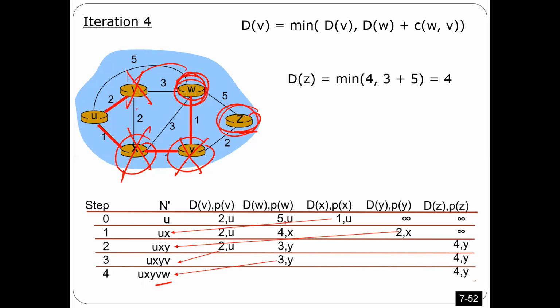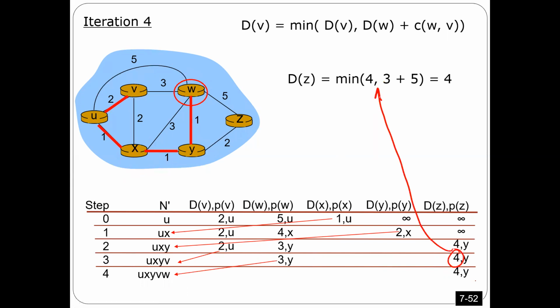So now I'm going to see, I already have here four. This is what I have right now, is four. I want to see if W can give me a better result. If I go through W, I already have the base to W. To W, the base is three. So I already have three. To go to W, it's already three.